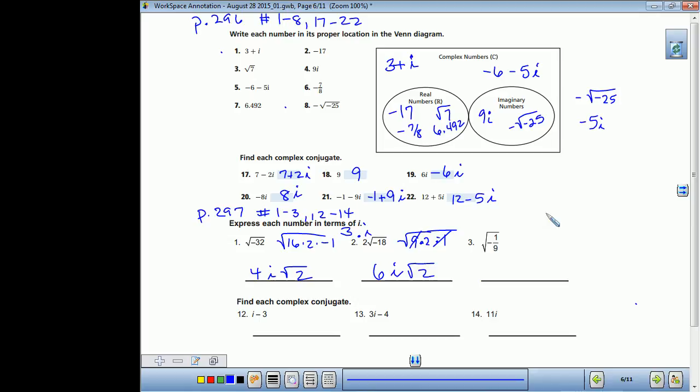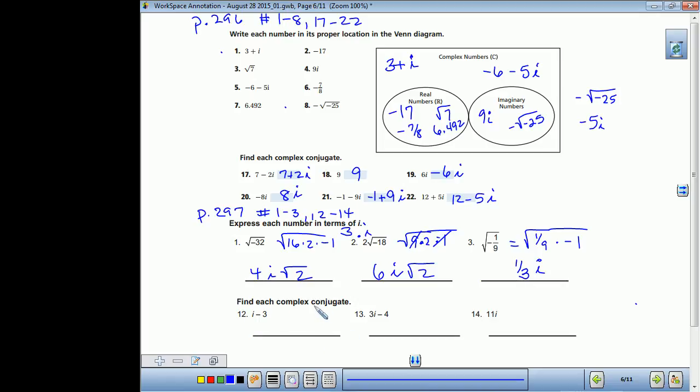That's what I got. Okay, this one we can rewrite or think of as, actually, hopefully you're going straight to the answer on most of these, 1/3 i. Because the square root of 1 is 1, the square root of 9 is 3, and the square root of negative 1 is i.